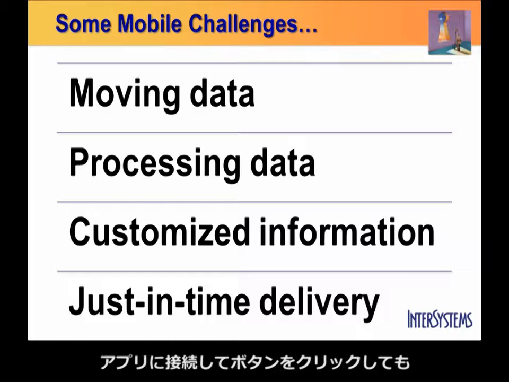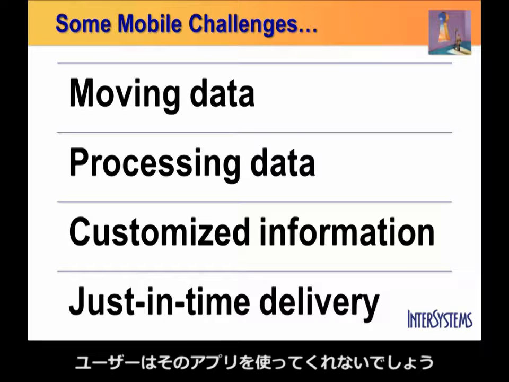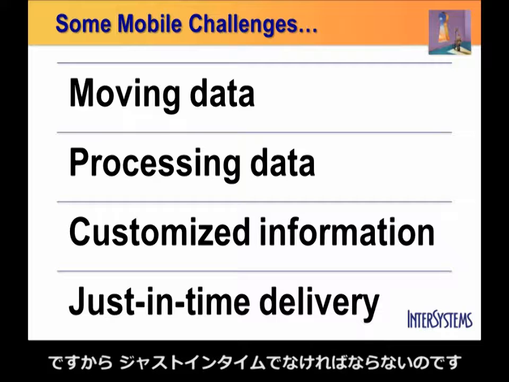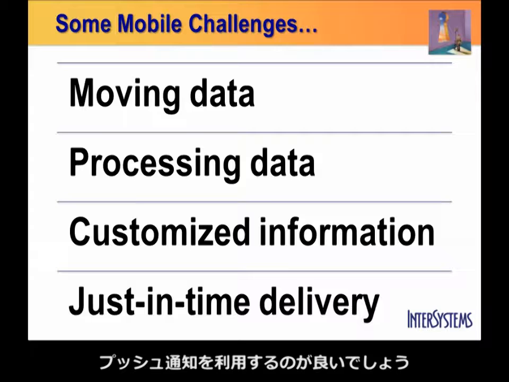So if somebody goes to your application on a mobile device and clicks a button, and they're sitting there staring at the thing just turn, they're not going to use your application. It's got to be fast. It's got to be just in time. All of these platforms now provide this thing called push notifications, right? So if there's a thing you want to make your user aware of, you can take advantage of the push notification. So that's really just in time.